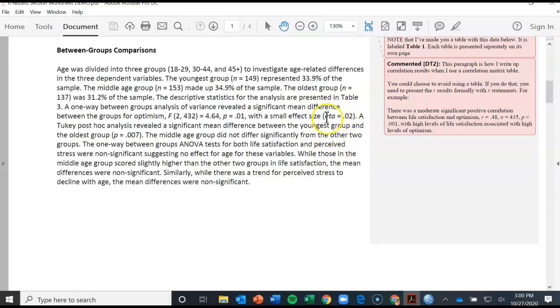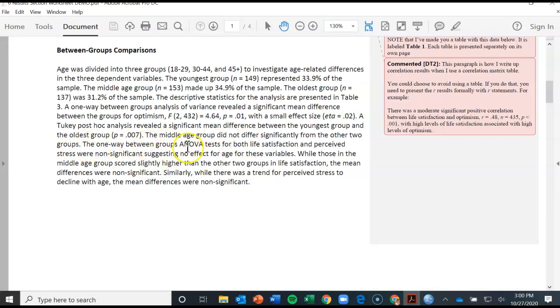And I've seen this written in a number of different ways. Some people have written eta and italicized it as I have. Others write it out and write partial eta squared as your author, Pallant, has. Both are correct. A Tukey post hoc analysis revealed a significant mean difference between the youngest group and the oldest group. And I provide the p-value in parentheses. The middle age group did not differ significantly from the other two groups.